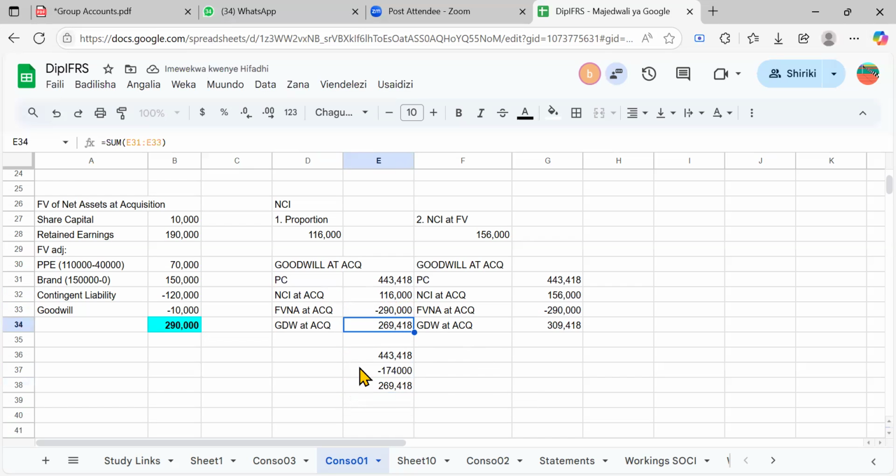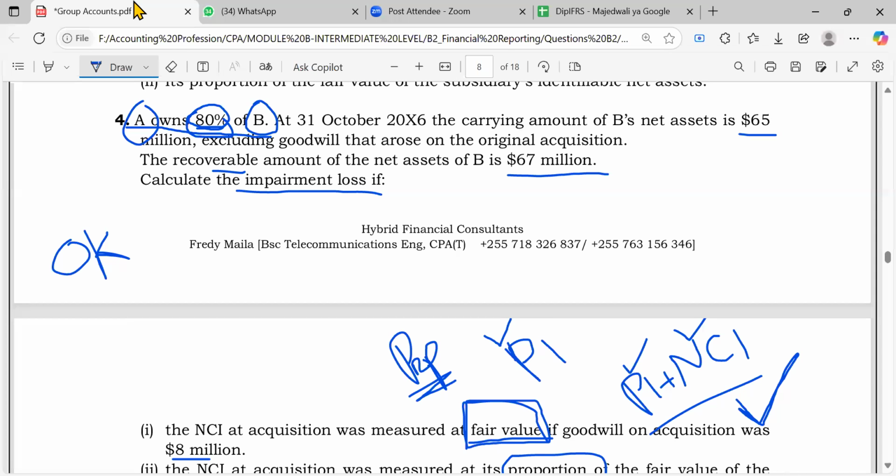But for goodwill now, we have to do this, because you'll have the separate working for computing non-controlling interest. We're going to compute the non-controlling interest alone, which means you would have to start from the NCI at acquisition. So even if you skip it now, you're going to get it. But that's an alternative.